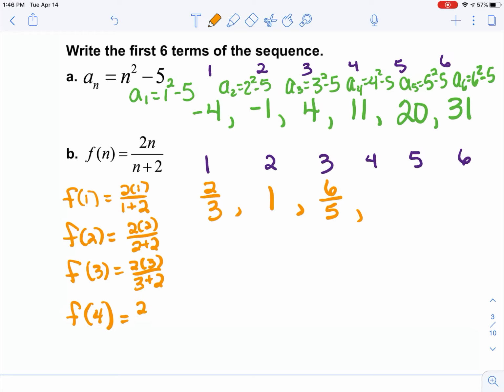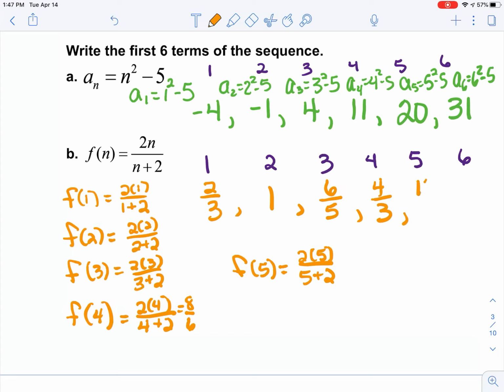f of 4 is 2 times 4 over 4 plus 2. That gives me 8 over 6. Always reduce your fractions, which is going to be 4/3. Next, I'm going to find f of 5. 2 times 5 over 5 plus 2. That gives me 10 over 7. Nothing to reduce there.